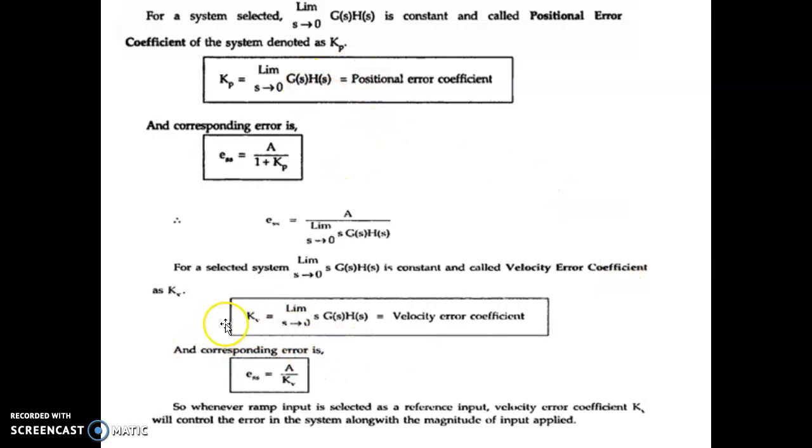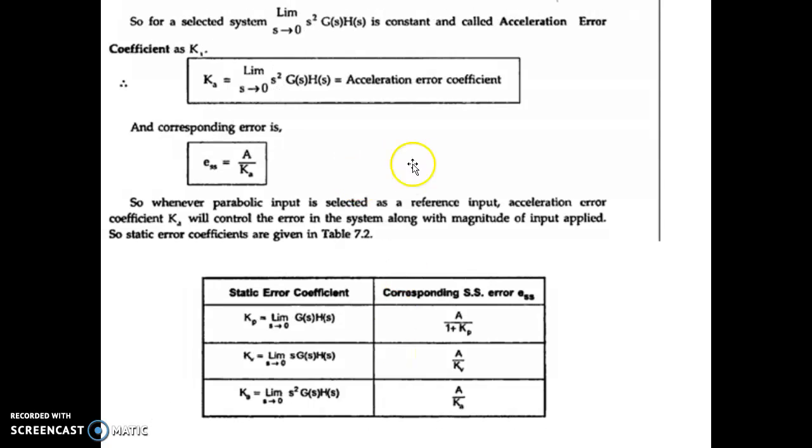Similarly, for the other two inputs, for the acceleration error constant, the steady state error is given by A divided by Ka, where Ka is called the acceleration error constant. Ka equals limit s tends to 0 of s square G(s) H(s).